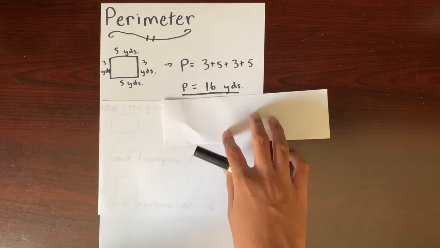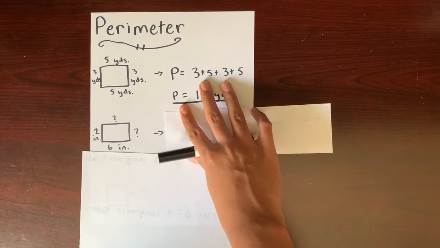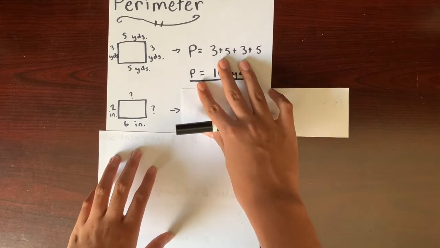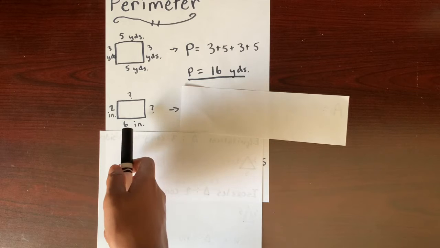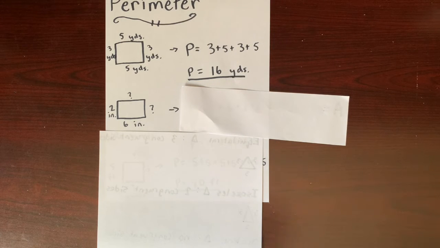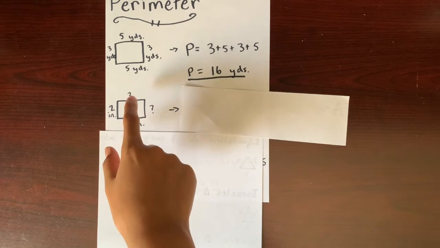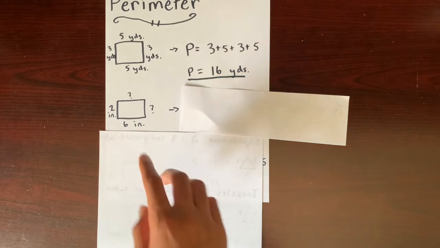Now, let's take a look at a slightly different example. What about this rectangle? We're only given two sides, 2 inches and 6 inches. So how can we find the perimeter if we don't know all of the side lengths? Well, to find the perimeter, we need to remember an important property of rectangles, which is that the opposite sides of a rectangle are congruent, or in other words, the opposite sides of the rectangle are the same length.